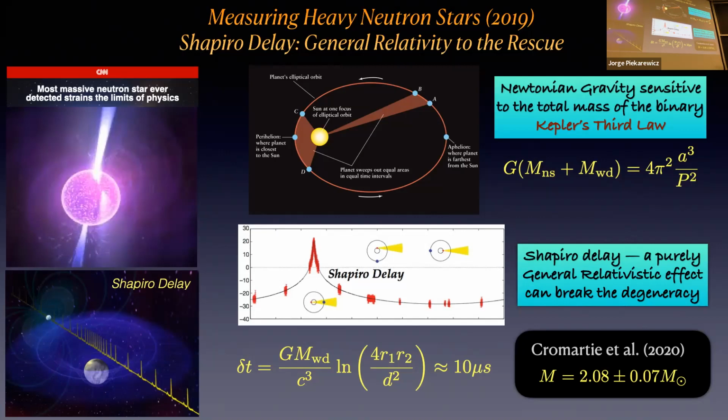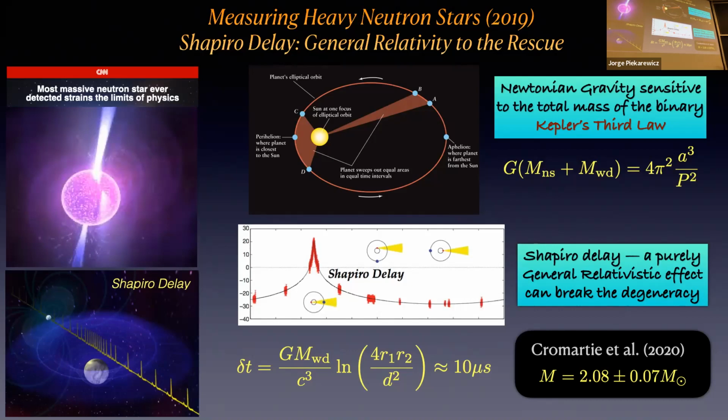Kepler's law is telling us that the only thing that you can measure, for example, in the case in which the binary is a neutron star and a white dwarf, is the mass of the two. But I just want the mass of the neutron star. So how do I break the degeneracy? Well, there is this quantity and this effect called Shapiro delay, often called the fourth test of general relativity. And the idea is relatively simple, even though, of course, the calculation is not.